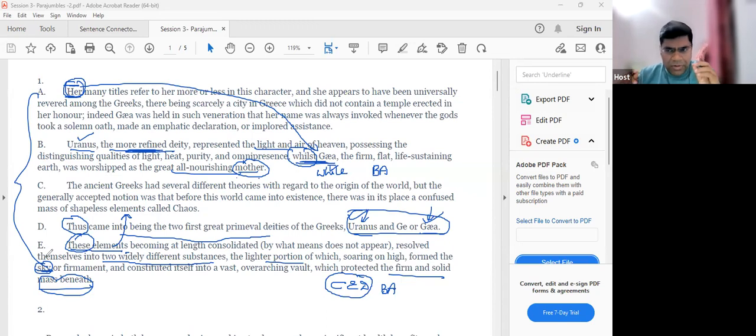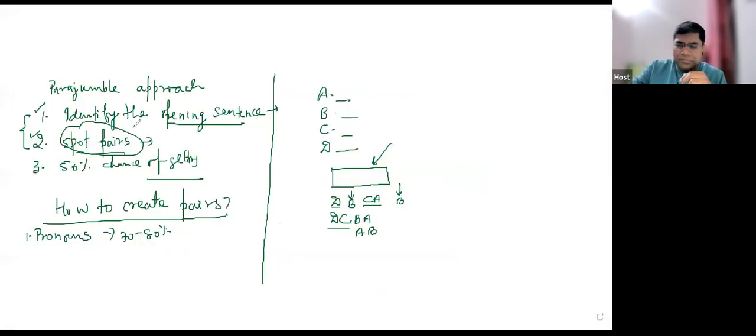90% of the questions can be very easily cracked with the help of pronouns. Again, easily cracked doesn't mean that you will definitely crack it. So now let's go to the next step. I have told you one more step. So pronouns can be used to connect sentences. So here you have to identify the opening sentence. What is the Parajumble approach? Step 1, identify the opening sentence. Step 2, spot pairs. Now, pronouns will help you form pairs.